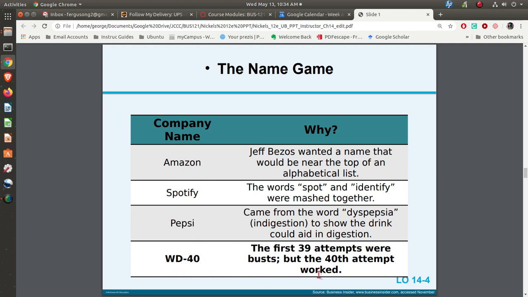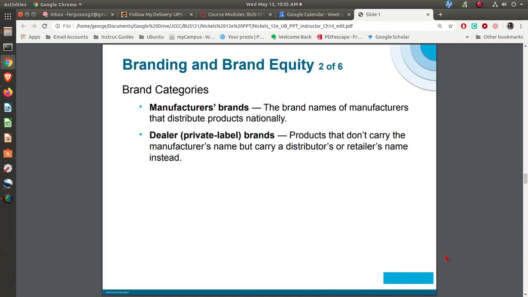WD-40. Now, this is interesting. The way the name came up with that, the first 39 attempts were BUS. Okay, it was the 40th attempt that actually worked. All right, so they came up with WD-40 as far as the name is concerned. So the brands are very important as far as what it is that you're doing, particularly the manufacturer's brands.